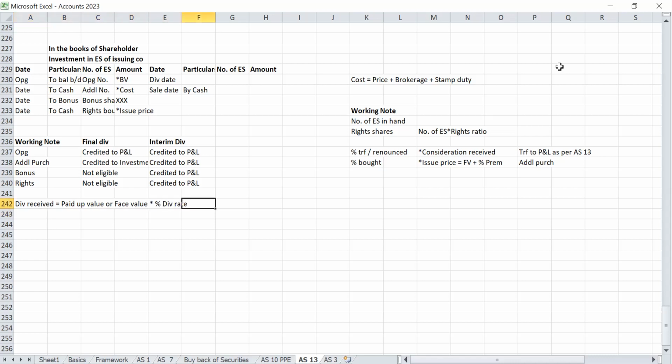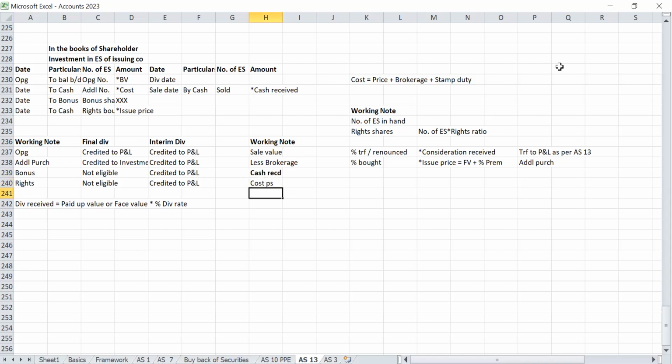Then cash, sale date, number of shares sold. Here also working note will come, correct? Yes, sir, into cash received. Cash received will be sale value less brokerage. This we will compare with the cost per share.